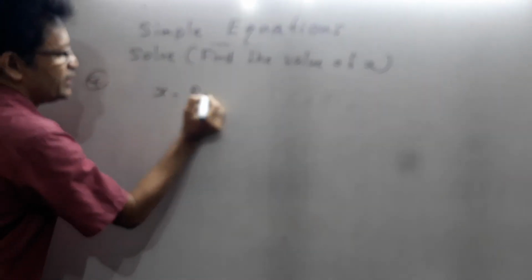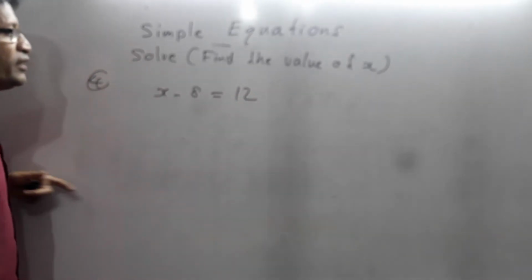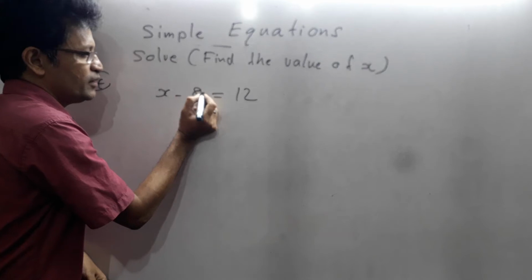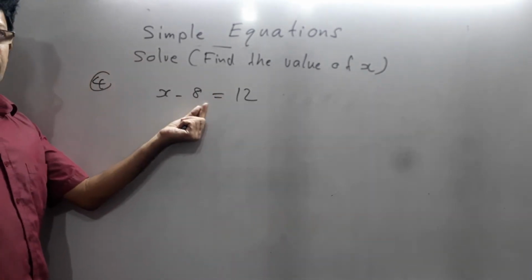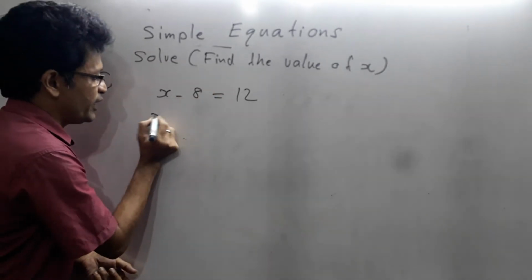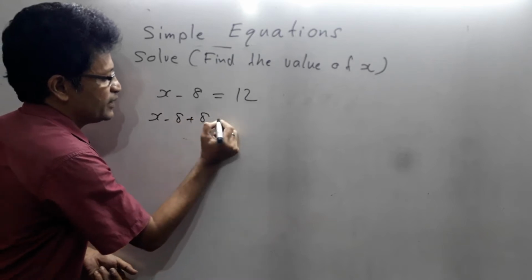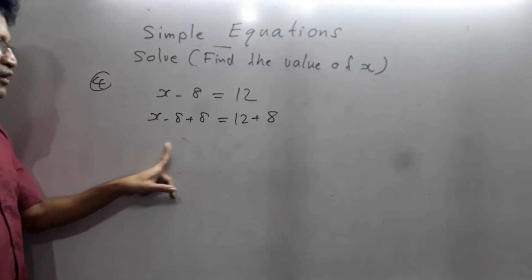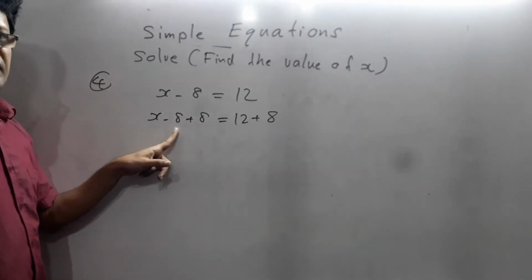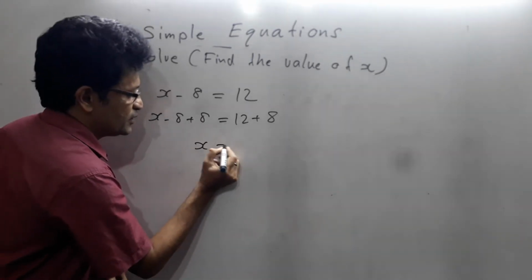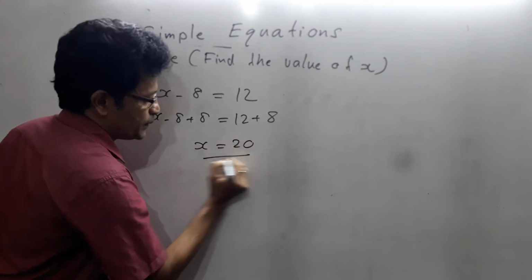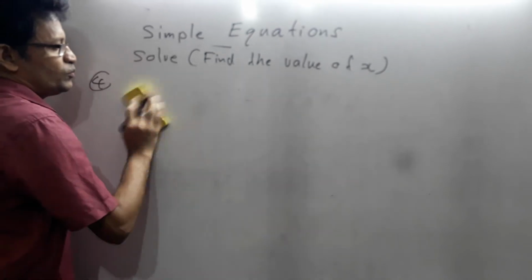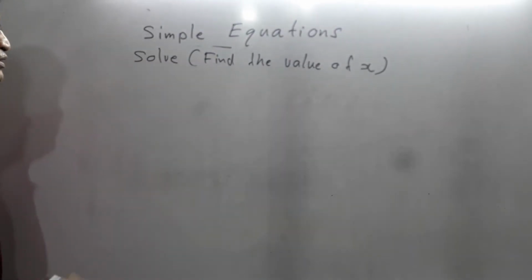X minus 8 equal 12. We have to find the value of x. How we are going to find the value of x? So here we have minus 8. To get rid of minus 8, I have to add plus 8. So therefore x minus 8 plus 8. Then 12, we have to add another 8. 12 plus 8. Now what? Minus 8 and plus 8 will get cancelled. We have x. 12 plus 8 is what? 20. Clear? We got the answer. Now we do another question.